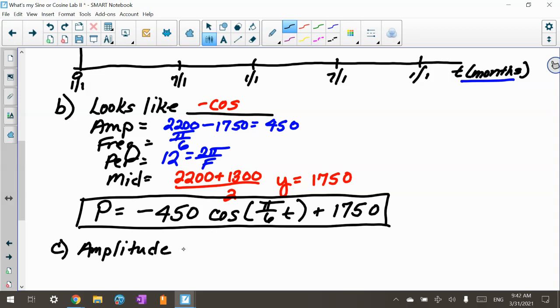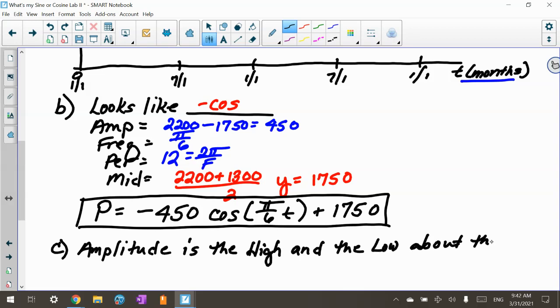The amplitude is the high and the low about the average, and the average is your midline. So the average population we said was 1750. The amplitude goes up 450, down 450. So it's like the variation from the mean or the average. Okay, that's what amplitude is.